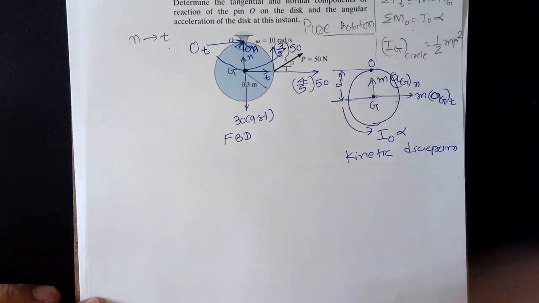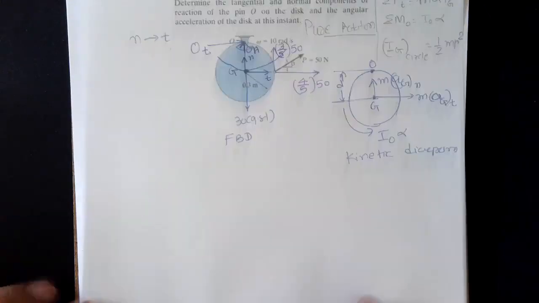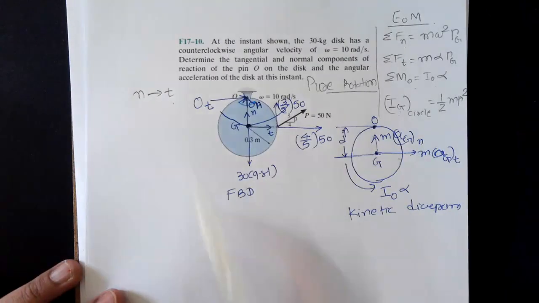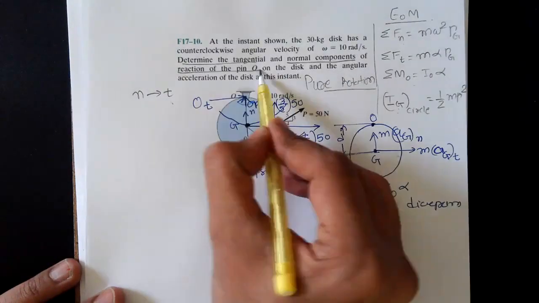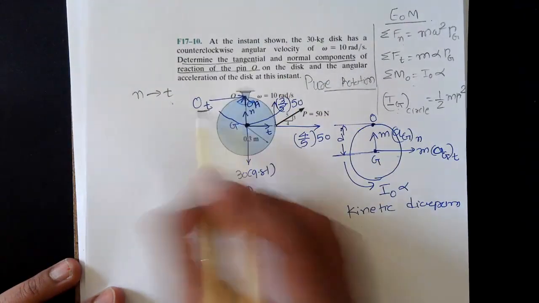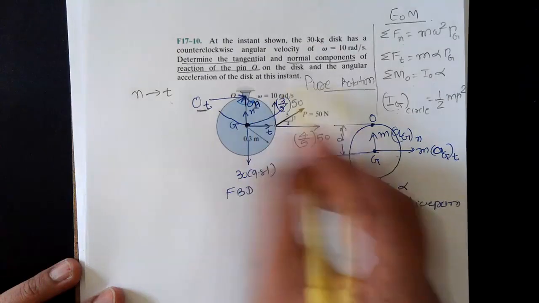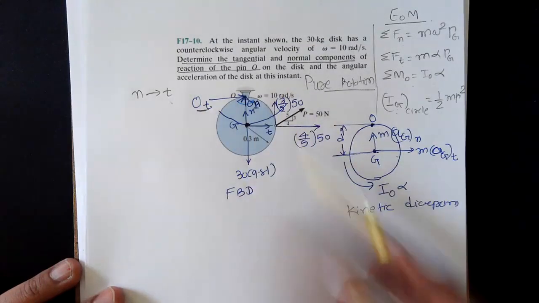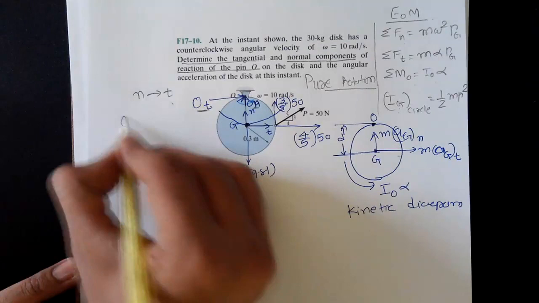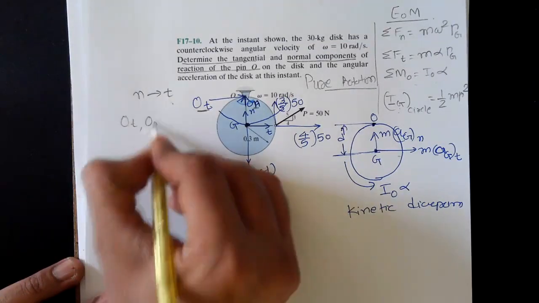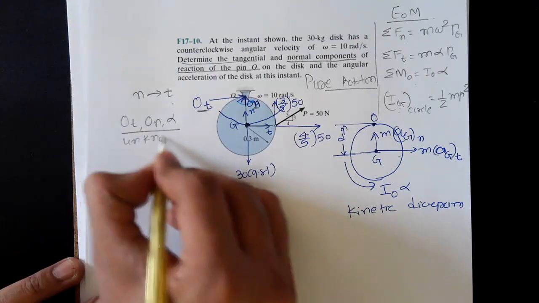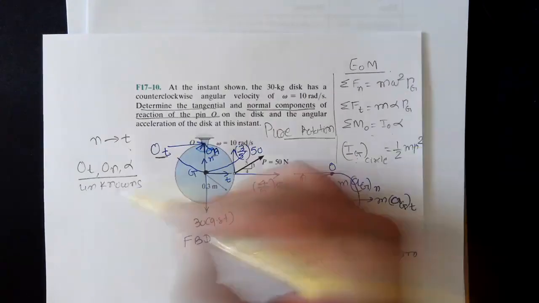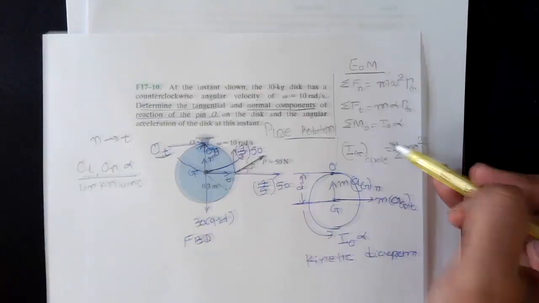And now identify unknowns. What are our unknowns? So read the question one more time. So determine the tangential and normal components of the reaction forces at pin O. That means OT and ON, and the angular acceleration of the disk, which is alpha. So our unknowns are OT, ON, and alpha. Okay, these are our unknowns. So we have three unknowns, and the good thing is we have three equations. So each equation will give us one of the unknowns.